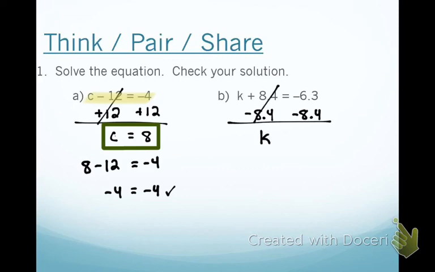This cancels out, and I'm left with K equals, guys, looking at this side, same sign or different sign? Same sign, add and keep. Add the numbers, keep the sign. What's the answer? Negative 14.7. Okay, add the numbers. 3 plus 4 is 7. 6 plus 8 is 14. And keep the sign.